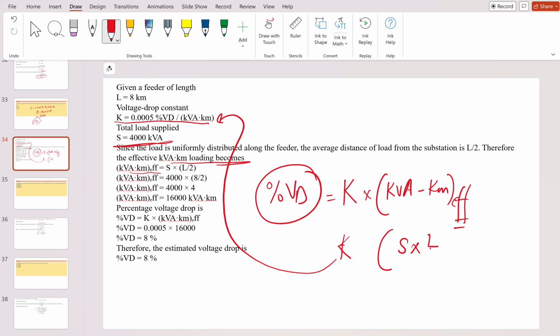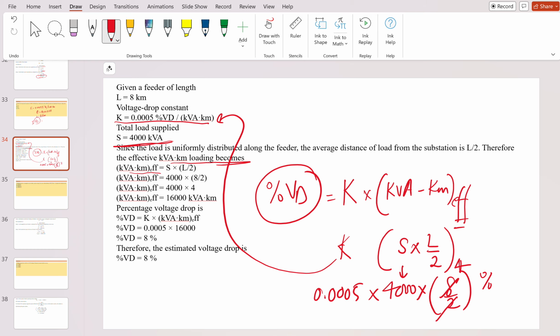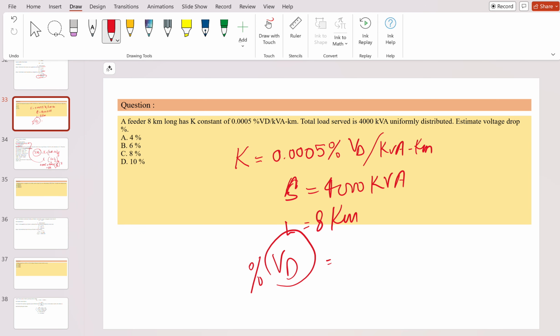And the kVA kilometer effective is S multiplied by L by 2. This is the formula, and S is already given, that is 4000, and length is already given, 8 kilometer, so 8 by 2, and the K value is already given, that is 0.0005, and it is already in percentage. When you multiply it, it will become 416 multiplied by 5, that is nearly equal to 8%. So the correct answer is actually C, that is 8%.